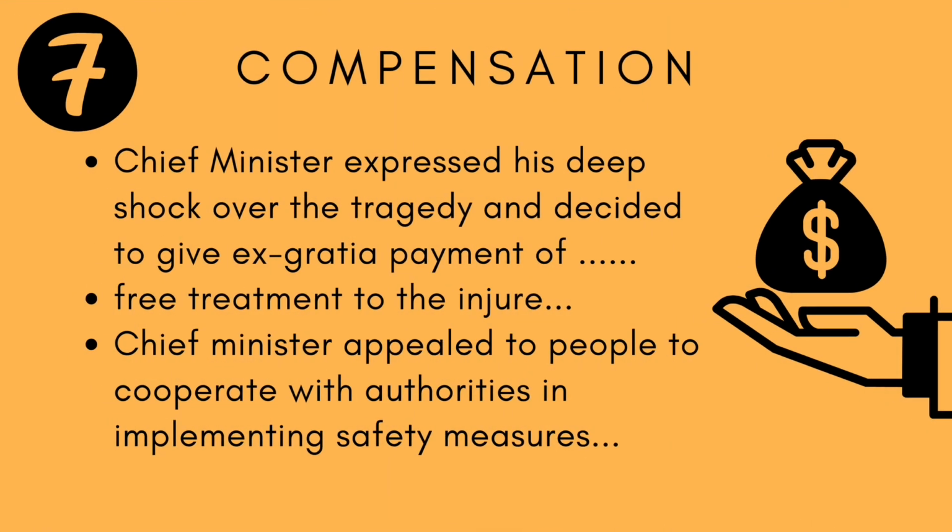Now comes the compensation point. In this, you can mention that the chief minister expressed his deep shock over the tragedy, or you can write he offered his condolence or expressed his grief. He announced a compensation of rupees 1 lakh for the dead, or he decided to give an ex gratia payment of rupees 1 lakh. Free treatment to the injured. Chief Minister appealed to the people to cooperate with the authorities in implementing safety measures.